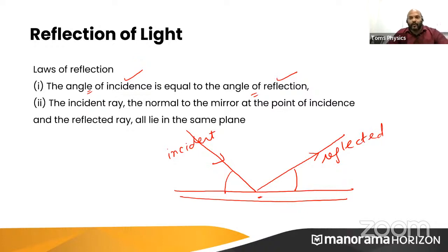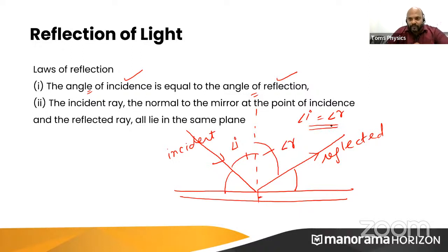No. Amita says no. Then what is the correct answer, Amita? Please tell me. What should I measure these angles with respect to find the correct answer? The normal. Very good. These angles have to be measured with respect to the normal. And these two angles, that is angle I and angle R, will be equal to each other at all times. At all times. Please remember that.